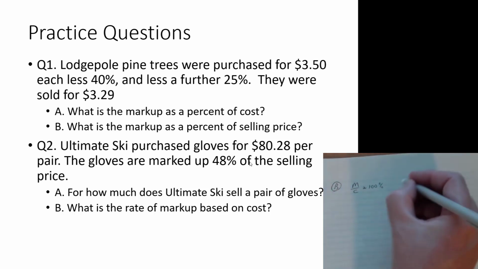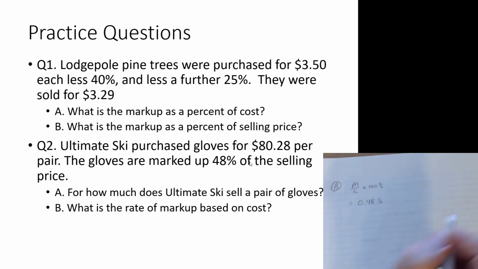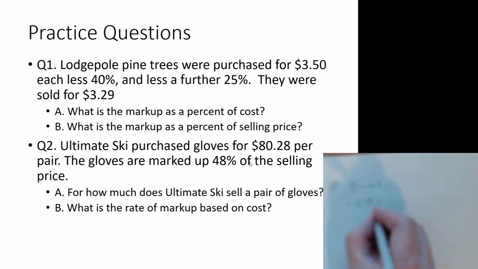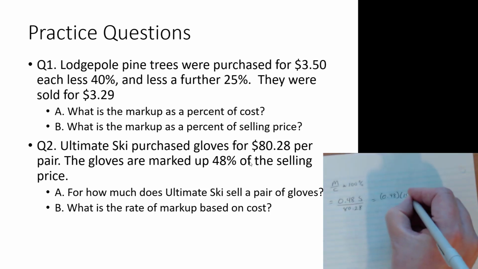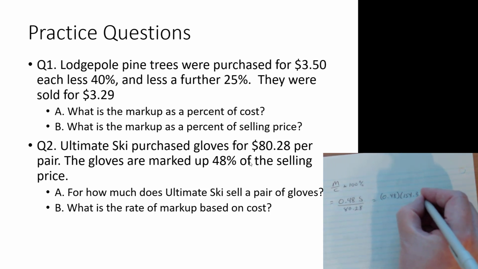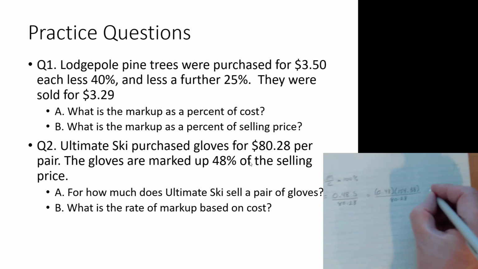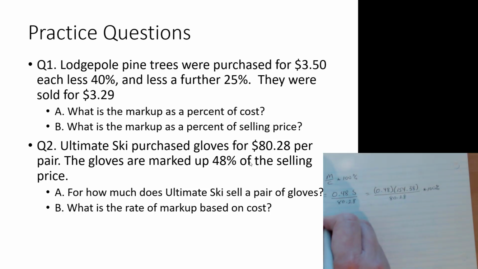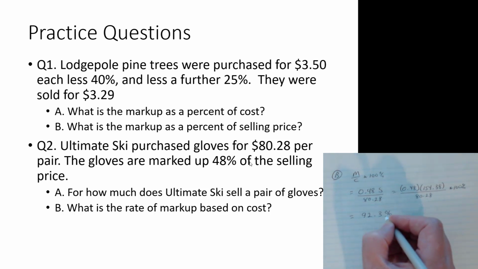And so we see our markup. And I'm just going to do it the old-fashioned way right from the beginning. 0.48 times the selling price. So I just put the relationship in there. Divided by 80.28. At this point, I've already figured out what the selling price is, right? So I got 0.48 times that selling price of $154.38, all divided by 80.28, and I will express that as a percent. Okay? And ultimately, I do all the math in that, and I get 92.3%.